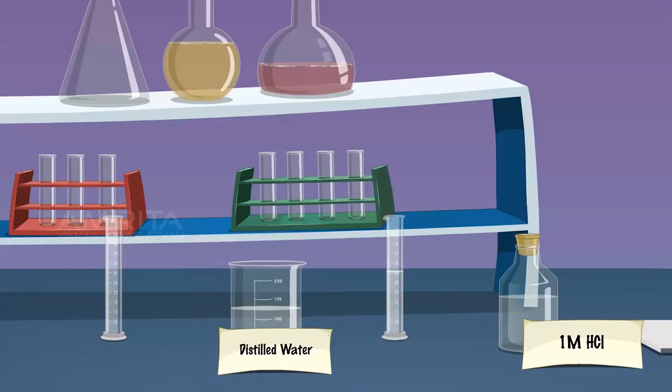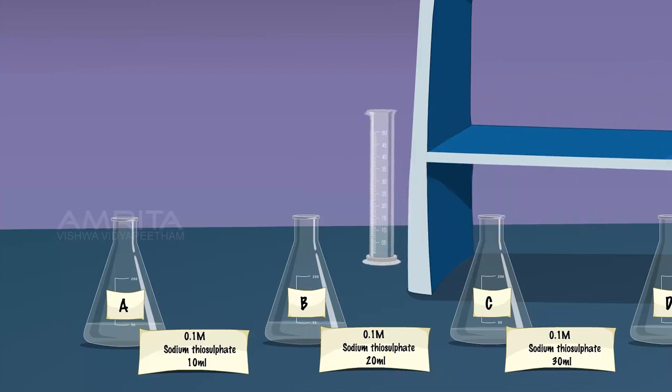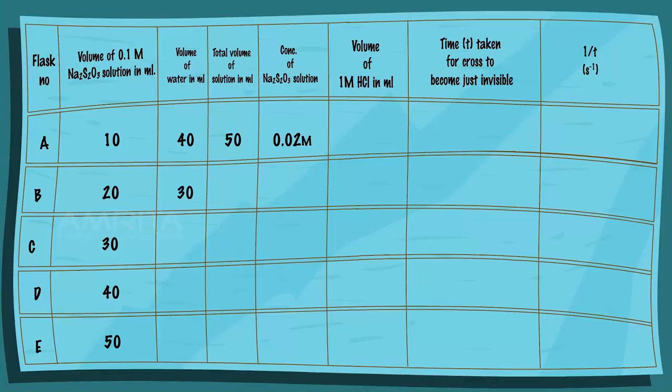Then measure 30 milliliters of distilled water in the measuring jar. Pour it into the conical flask B. The total volume of the solution is 50 milliliters and the concentration of the solution is 0.04 molar.